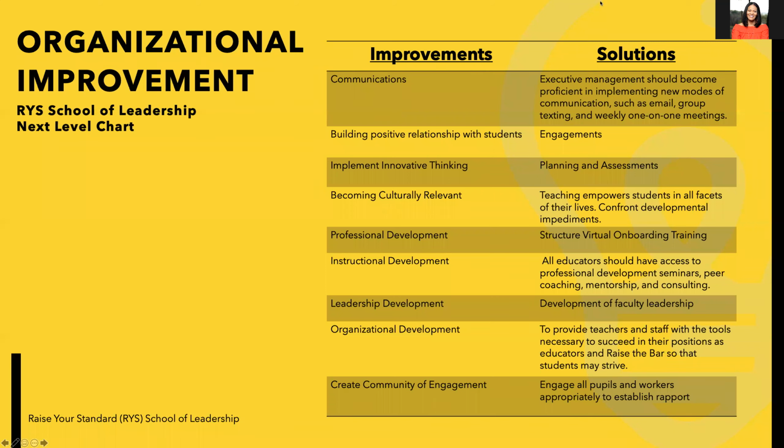Our organizational improvement chart here discusses the improvements as well as the solutions. We do call it the RYS School of Leadership Next Level chart. We're going to talk about the improvements and then meander throughout the presentation where we will discuss the solutions in detail. The improvements are as follows: communications, building positive relationships with students, implementing innovative thinking, building cultural relevance or becoming culturally relevant, professional development, instructional development, leadership development, and organizational development. In that portion on development, we would discuss the school of personal development for RYS School of Leadership. Last but not least, we will discuss creating community of engagement.